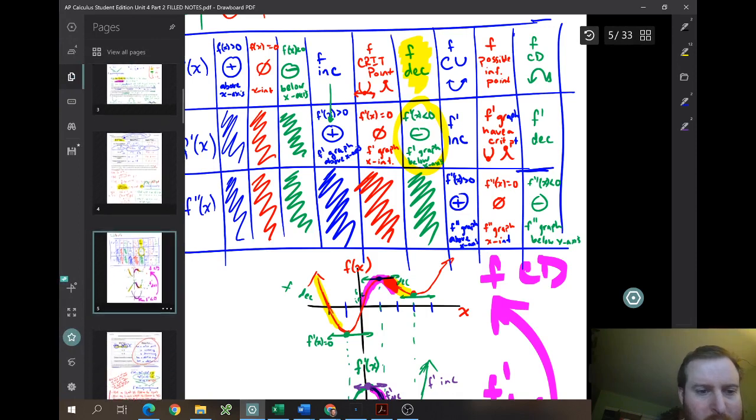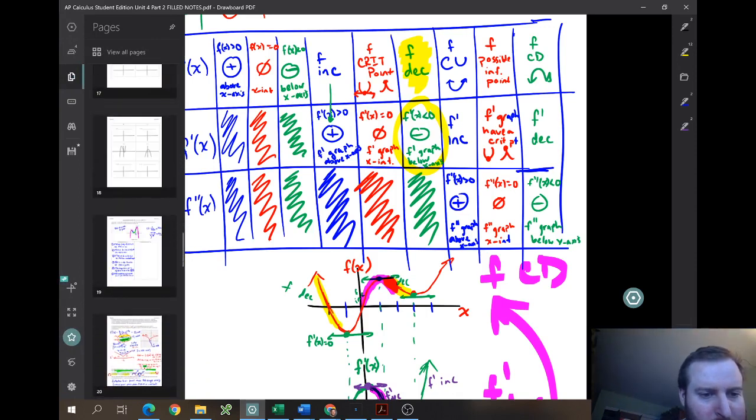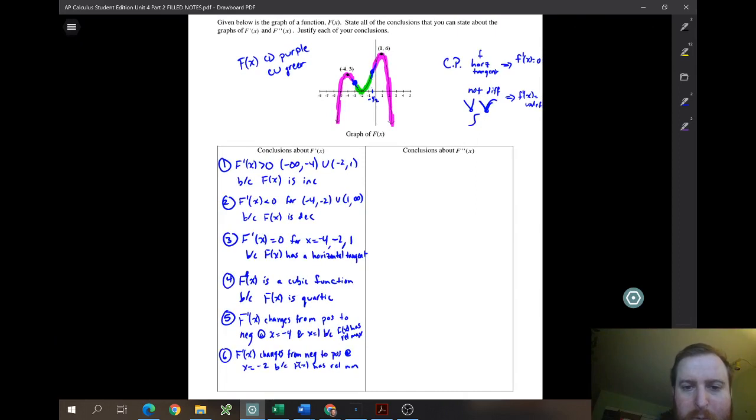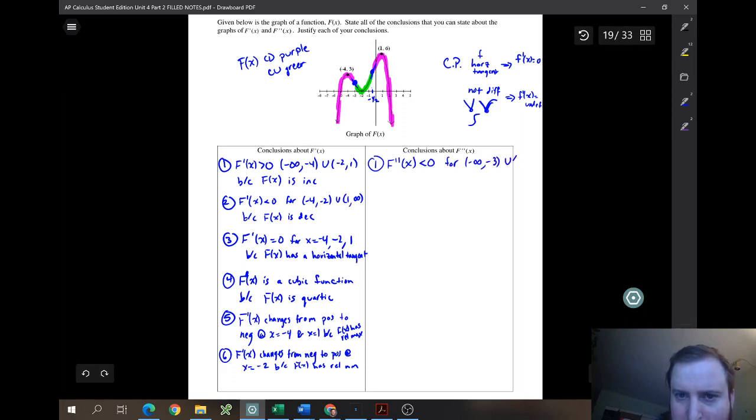So that's actually going to give us a few more conclusions. We'll do these together. For my conclusions about f double prime of x, we'll start with the purple section, so that's concave down. So f double prime of x is less than 0 for negative infinity to negative 3 union negative 1/2 to infinity, because f of x is concave down. Then we can do the opposite. We can say f double prime of x is greater than 0 for negative 3 to negative 1/2, that green section, because f of x is concave up.